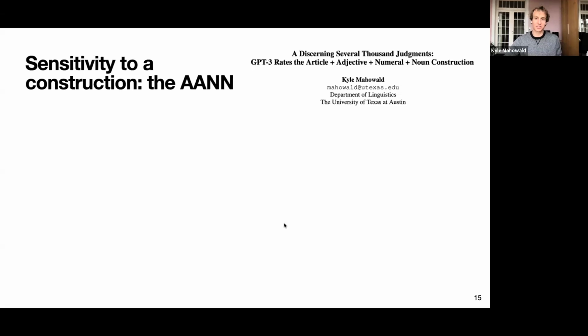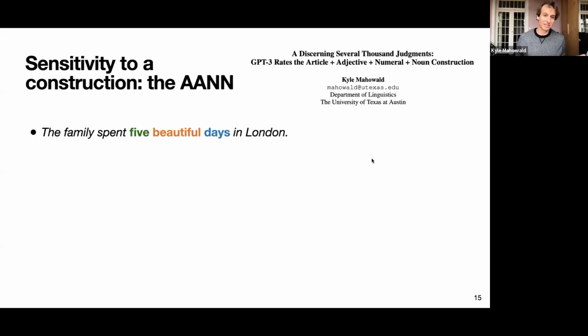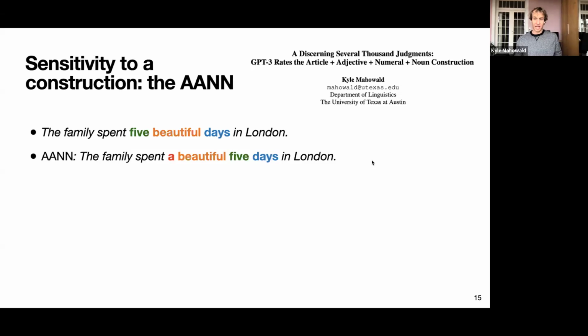So one nice example of that that I'd like to talk about is this AANN construction. This is the article, adjective, numeral, noun construction, which is this quirky construction in English. The default way you might say this is, the family spent 5 beautiful days in London. But it turns out that in English, you could also say, the family spent a beautiful 5 days in London. What's weird about this is that you've got this singular a. Usually a goes with a singular noun, but here a is taking a plural noun, days. And this is a bit unusual.